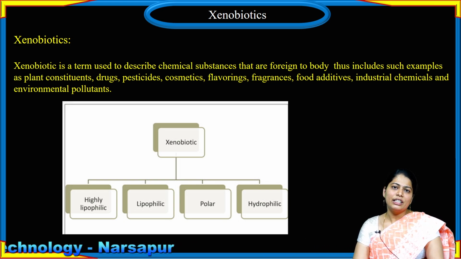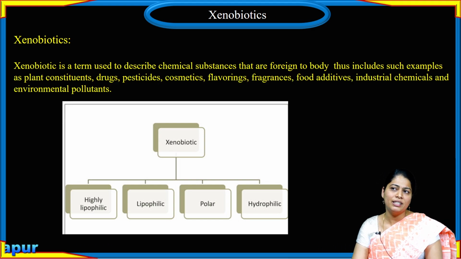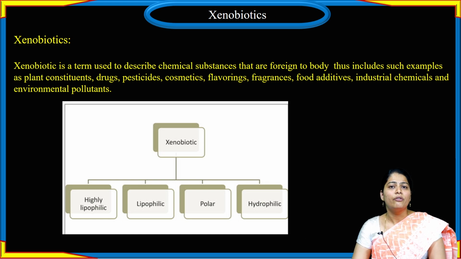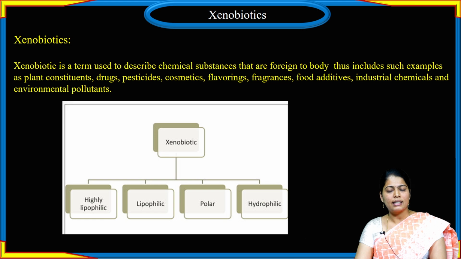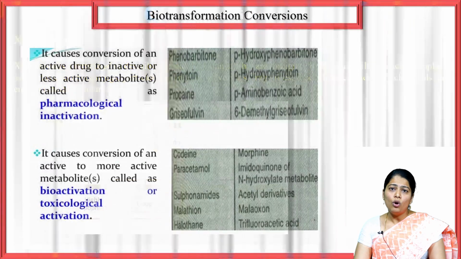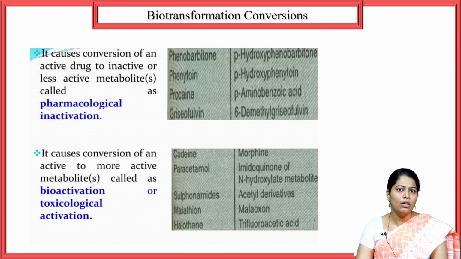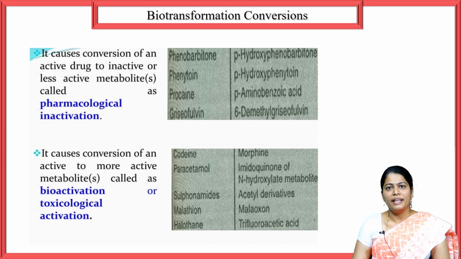Each and everything we consider a xenobiotic. These substances, whether they produce any good or bad effect in our body, enter the liver, are biotransformed, and the inactive forms of these compounds are excreted through urine. Xenobiotics fall into different categories: highly lipophilic, lipophilic, polar and hydrophilic. If the substances are polar and hydrophilic, we don't have any problem, because after metabolism they directly enter the kidney and are filtered out in the inactive form.